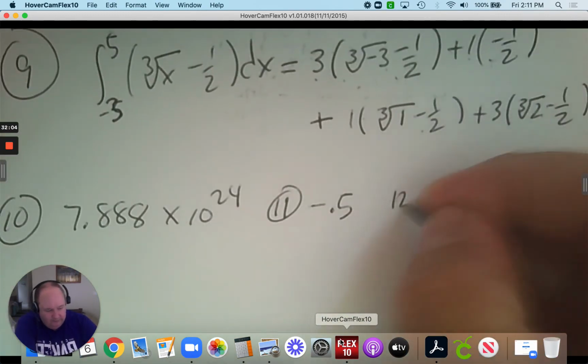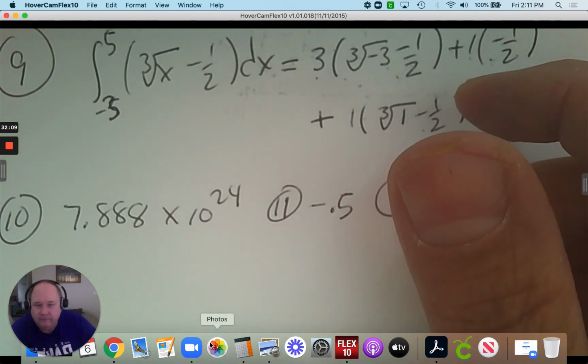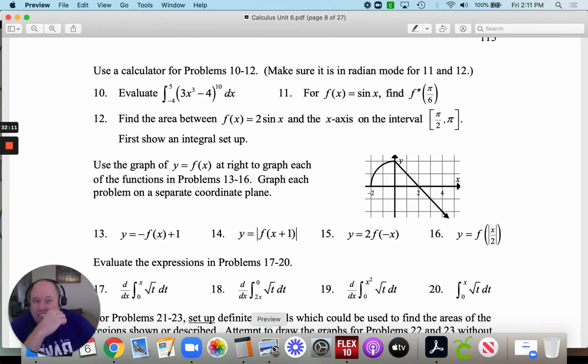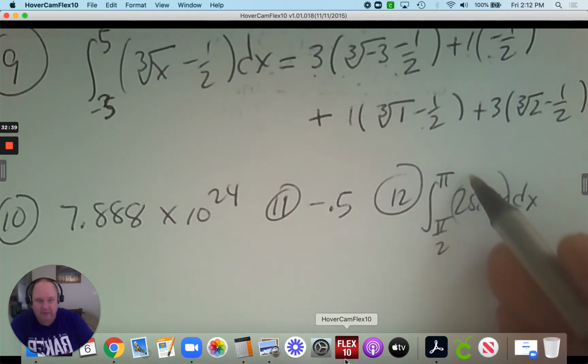Number 12. So for number 12, this is find the area between 2 sine x and the x-axis in that interval. So in other words, first of all, do the integral setup. So we're integrating from pi over 2 to pi. What am I integrating? 2 sine x dx. And then put that in your calculator. So there's the setup to find the area.